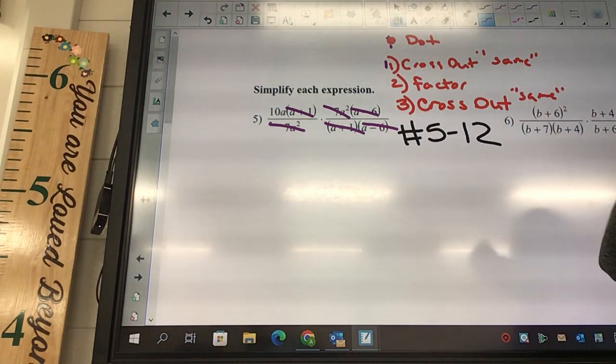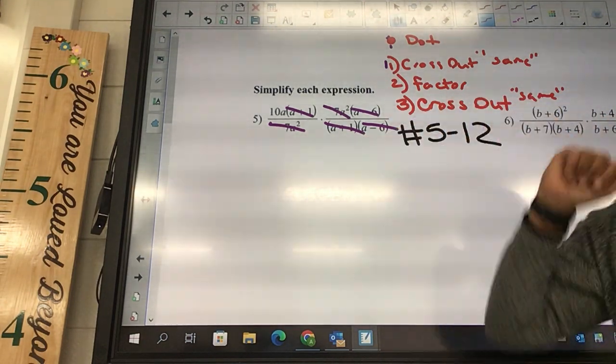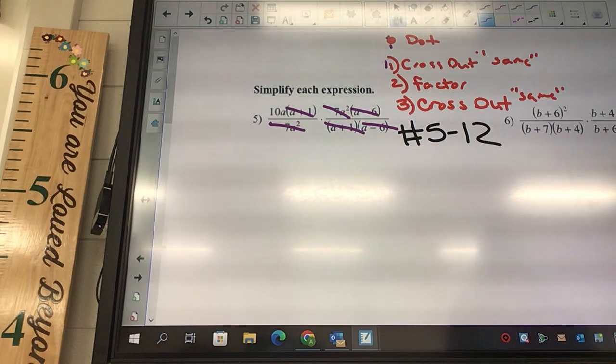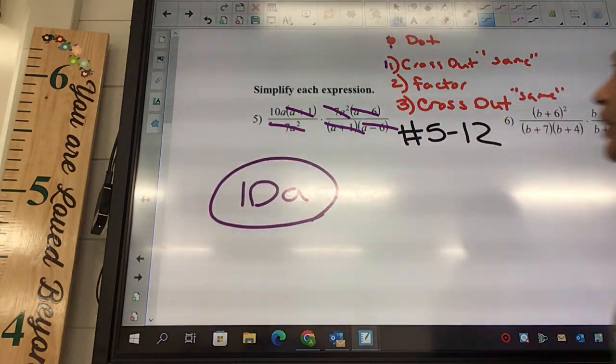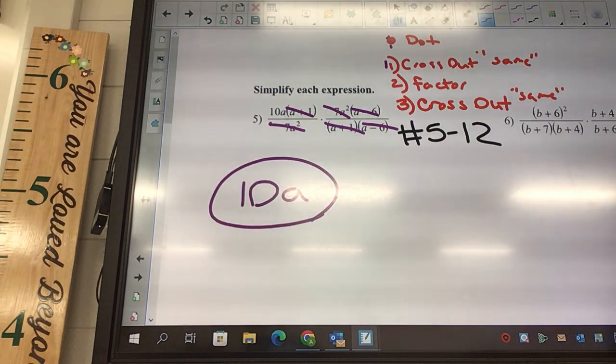Now it says to factor. I only have 10A left. Can that be factored? No, and so we don't need to cross out again because we're already done. So this one you really only had to do step 1, whereas some you're going to have to go all the way to step 3. That's where you're going to see the difference as far as instructions go.